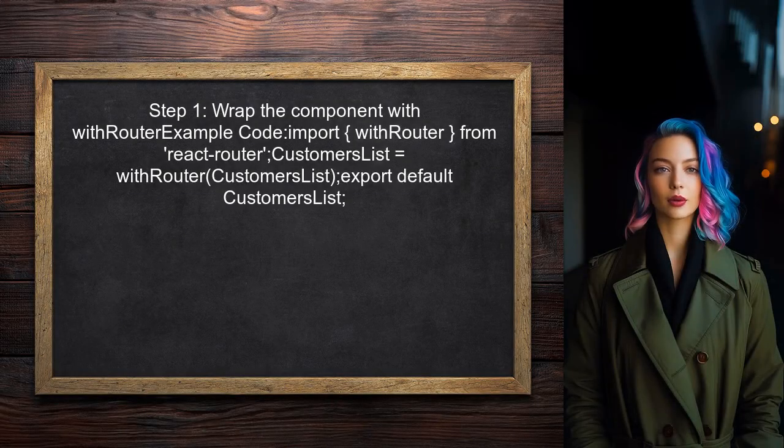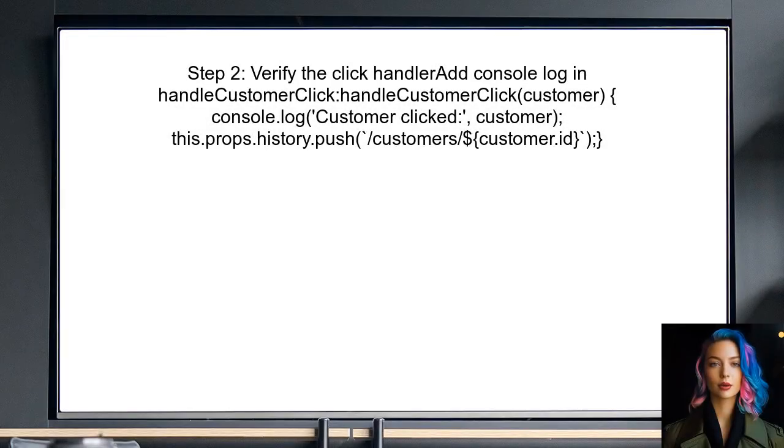To address the issue with routing in React Router, the user should first ensure that the component is wrapped with the withRouter higher order component. This allows the component to access the history prop correctly. Next, the user should check if the handleCustomerClick function is being triggered correctly when a customer is clicked. They can add a console log to verify that the function is executed.